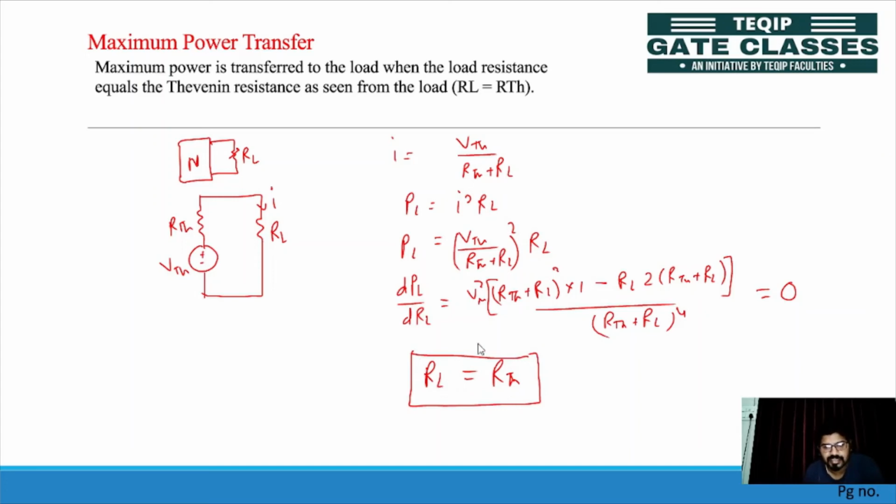If you put RL equal to RTH here, what will be your maximum power? P max will be equal to VTH square divided by, 2 RTH, sorry, 2 whole square, 4 RTH square, into RTH. So cancelling, the final P max will be VTH square by 4 RTH. So this is your maximum power.